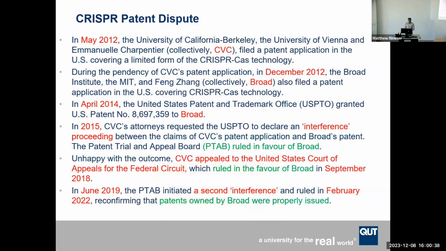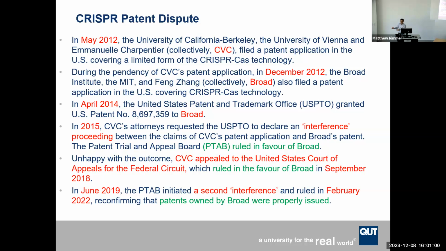Now, what happened in relation to the CRISPR patent? In May 2012, the University of California, the University of Vienna, and Emmanuelle Charpentier, collectively CVC, filed a patent application in the United States covering a limited form of the CRISPR-Cas technology. Now, this application was pending.